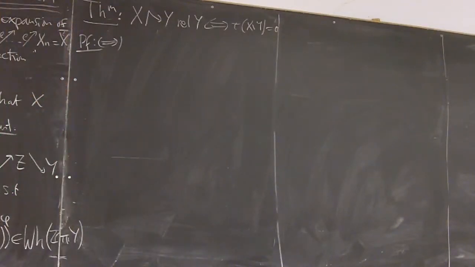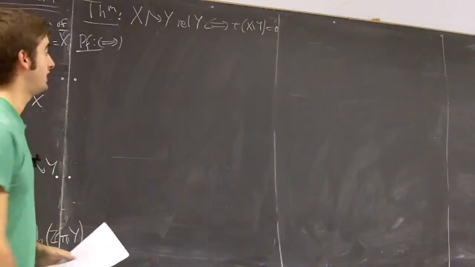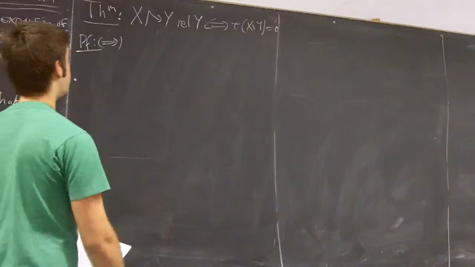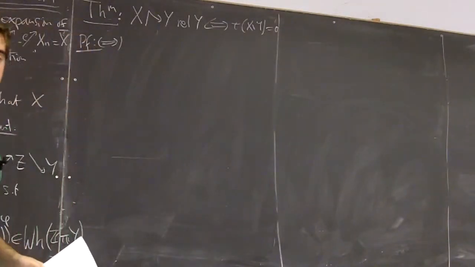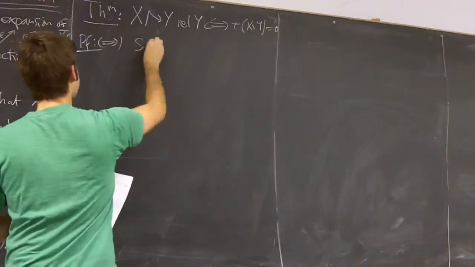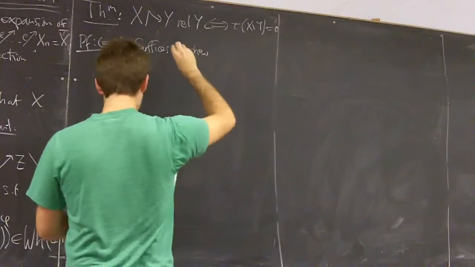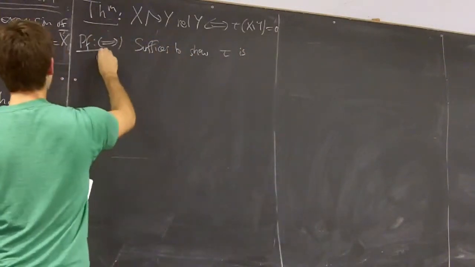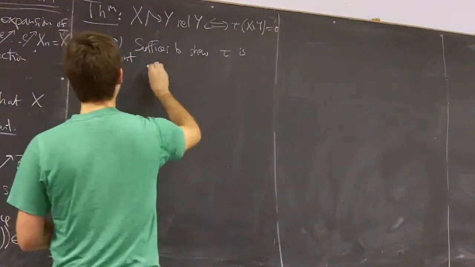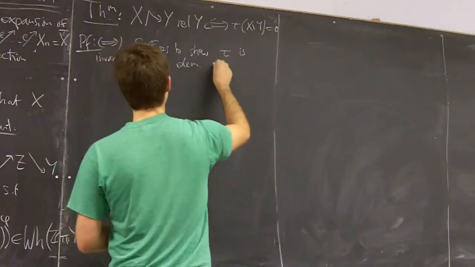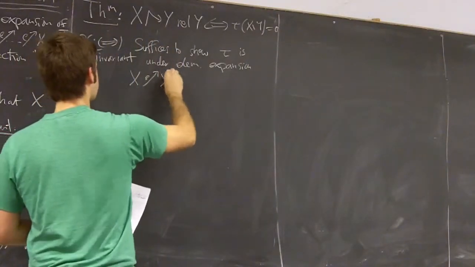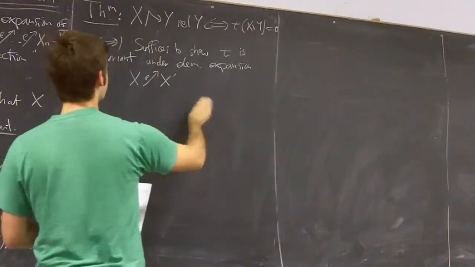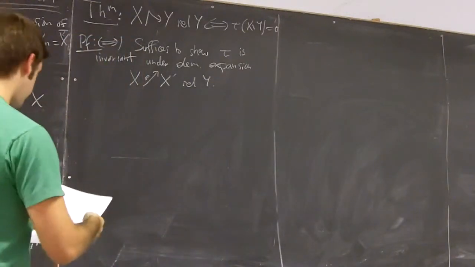So to prove the left to right direction, all we require to do is show that the torsion is invariant under an elementary expansion or collapse. And then if we do lots of these, it stays invariant, and then we can collapse to Y and we'll see that the torsion is 0 and doesn't change. So it suffices to show that tau is invariant under elementary expansion. So if X expanded to X prime, rel Y, this is the situation we look at.